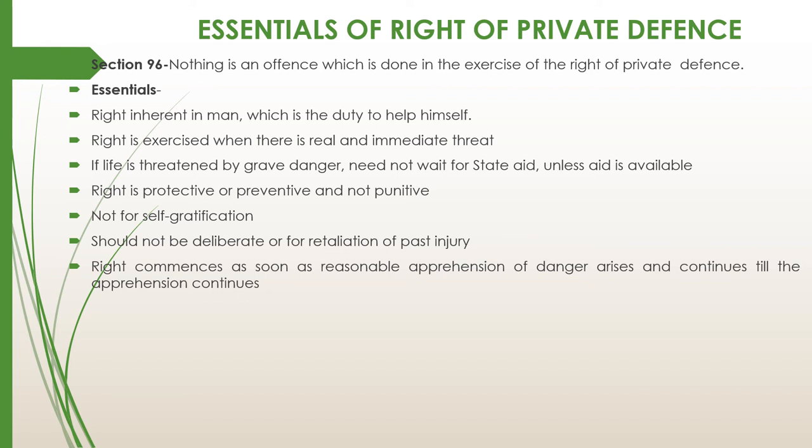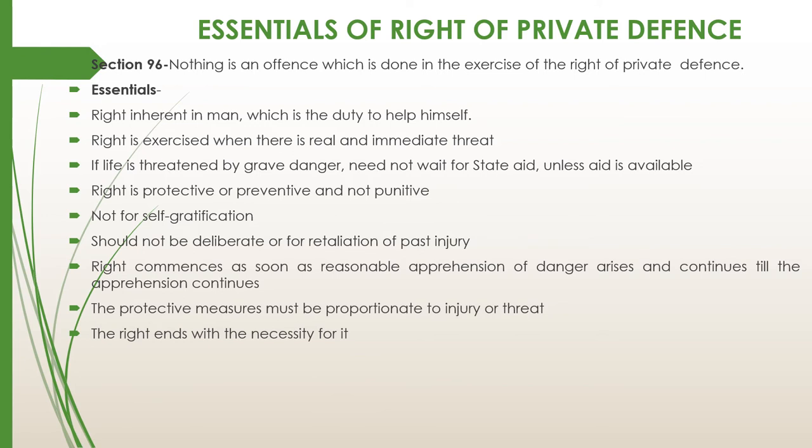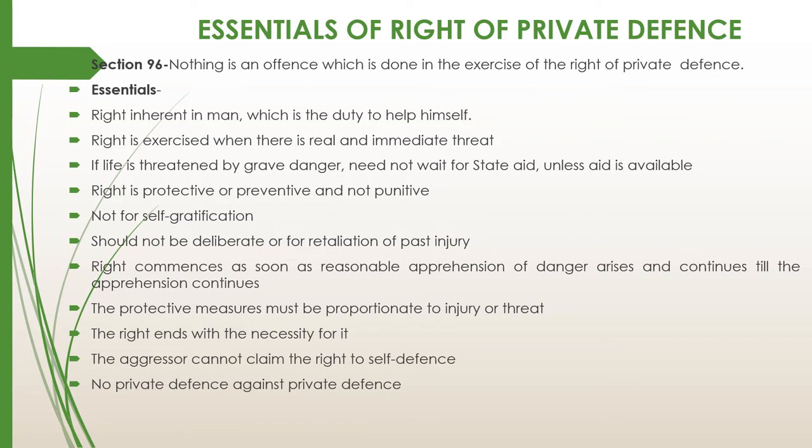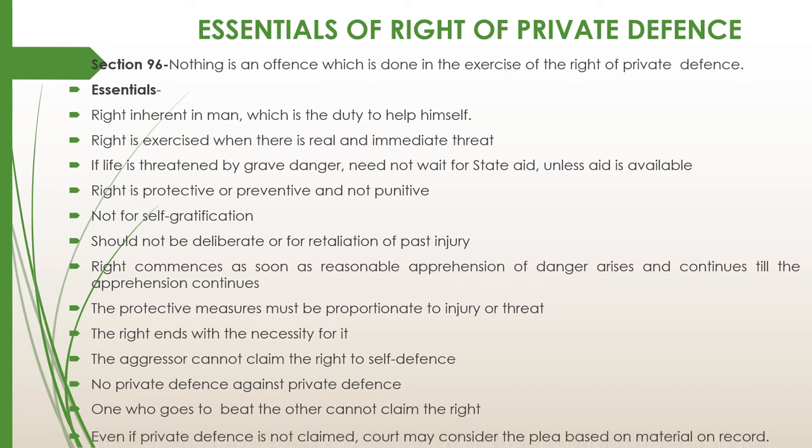The right commences as soon as reasonable apprehension of danger arises and continues till the apprehension continues. The protective measures must be proportionate to the injury or threat. The right ends with the necessity of it. The aggressor cannot claim the right to self-defense. There is no private defense against private defense. One who goes to beat the other cannot claim the right. And lastly, even if private defense is not claimed, the court may consider the plea based on material on record.